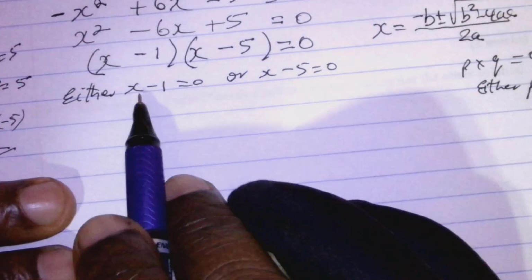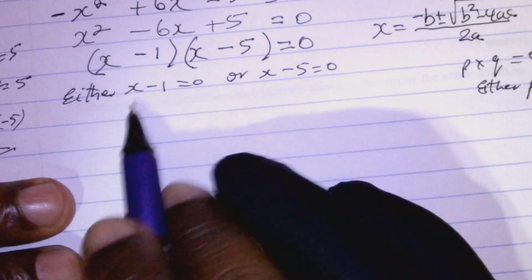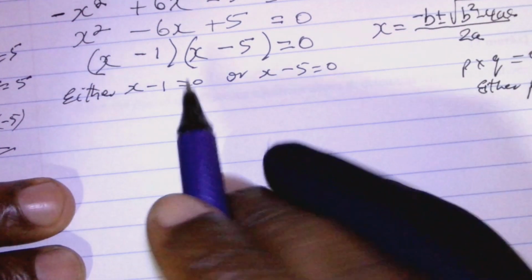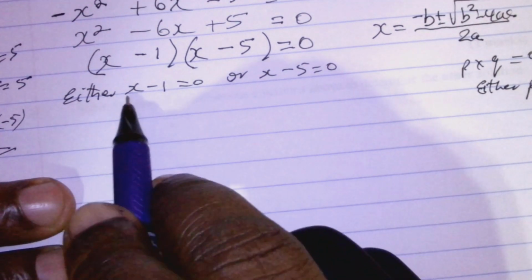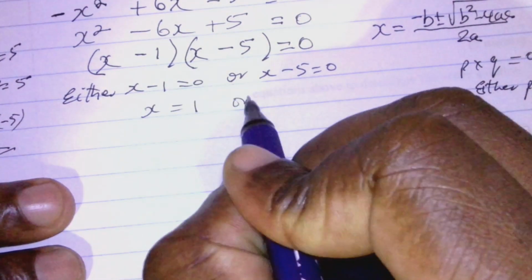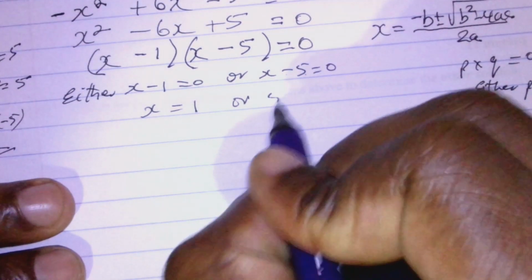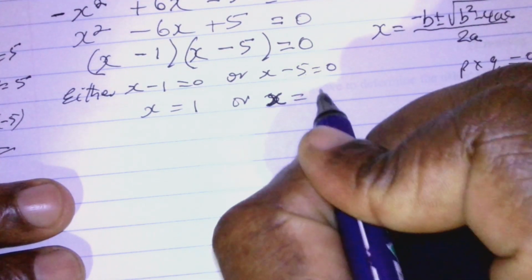And if that's the case, now that we have two linear equations, I mean the highest power is 1, so it means that we can just isolate x to solve for x. So what minus 1 gives us 0? 1. So x must be equal to 1. Or what minus 5 gives us 0? 5. So x must be equal to 5.